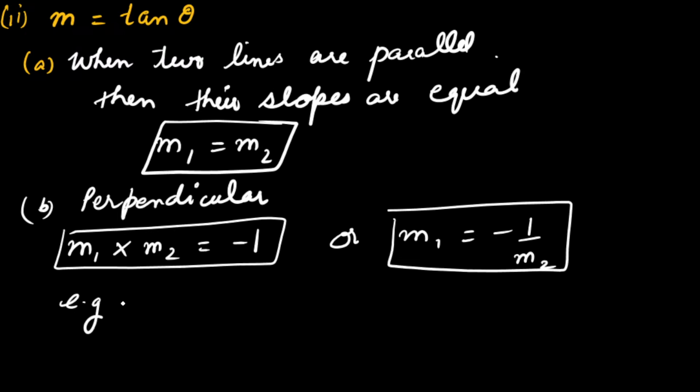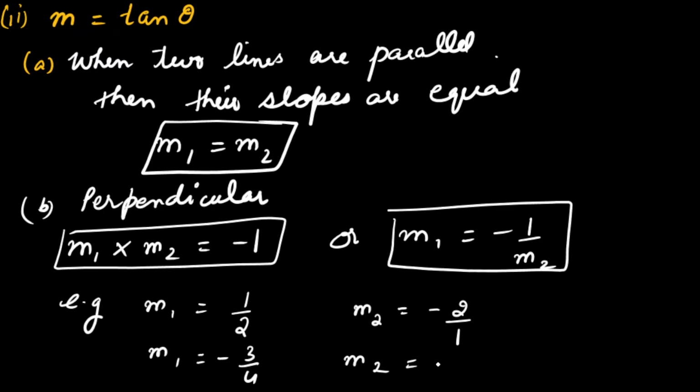For example, if the slope of one line is 1 by 2, then the line which is perpendicular to this, its slope will be minus 2 by 1. If the slope of one line is minus 3 by 4, and I have to find the slope of the line which is perpendicular to this, then its slope will be 4 by 3. So the sign will be opposite.